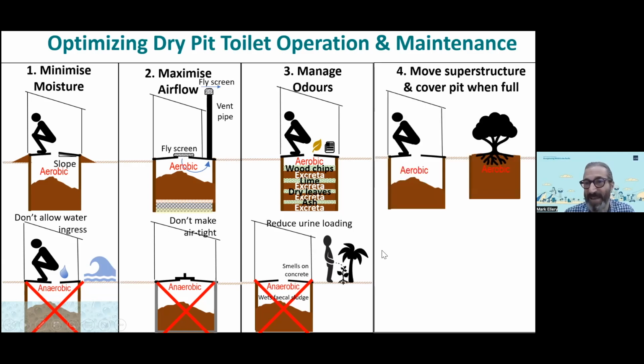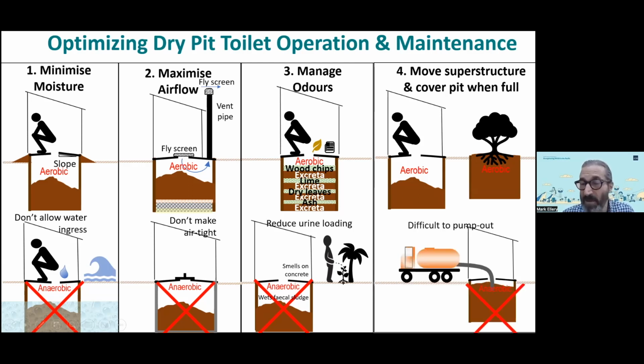For dry pit toilets, the key is to know that the pit needs to be moved when full. Either you need to move it to empty it, or you need to move it and dig a new pit, because it can't be pumped out. In some cases, you can pump them out by turning them into a muddy slurry by adding water, but then you enter into this whole realm of having to wait for the state to change from anaerobic back to aerobic as you bring it back into operation again.